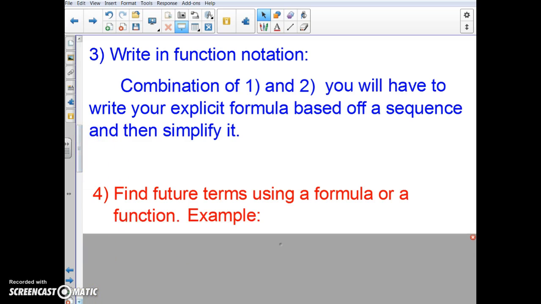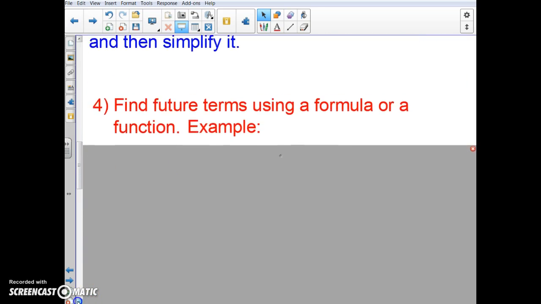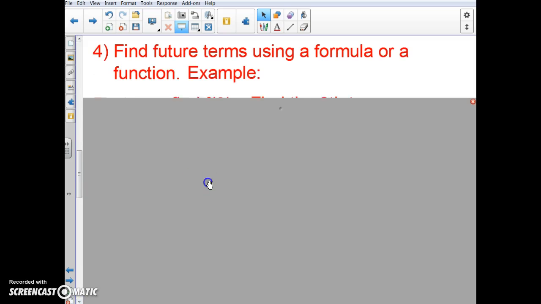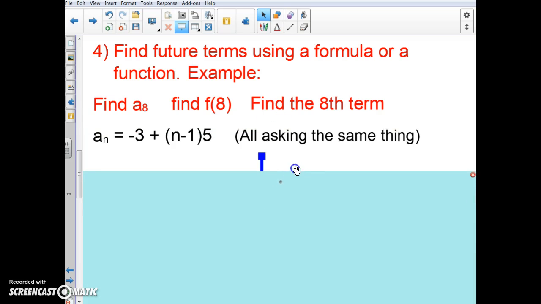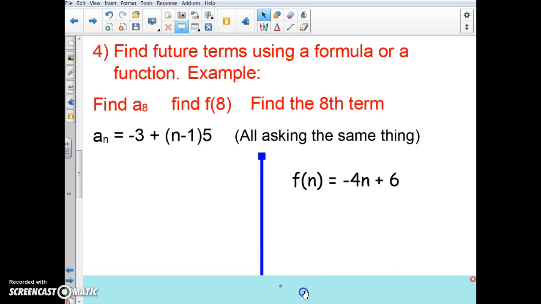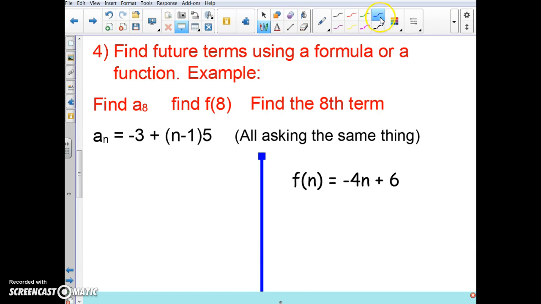All right, so item number 4, that's finding future terms using a formula or a function. So for example, they could give it to you 3 different ways. They could say find A8, find f of 8, or find the 8th term. These are all different ways of saying take your formula, right? Could be explicit, could be a function, and it's asking you just to plug in certain values for n, right? Because n's always the number of the term. So like on this one here, we have to plug in an 8.